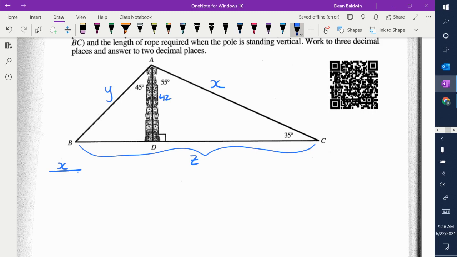What do you want to do? What's the first thing we should do? Label the sides. Now we have a choice because we know this angle and we know this angle. Which angle do you want to use? Because that will change the sides, right? 35?